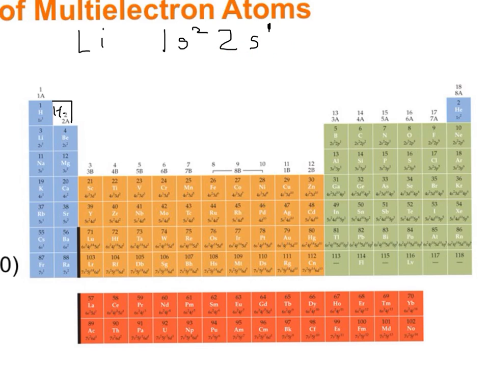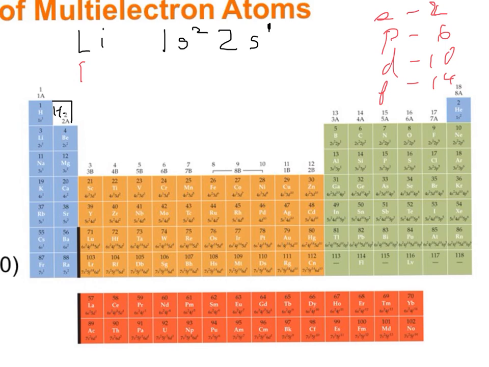Remember how many electrons each sublevel can hold. We said in our last lecture the s sublevel can hold 2 electrons, the p can hold 6, the d 10, and the f 14. But the periodic table will help you with that too.